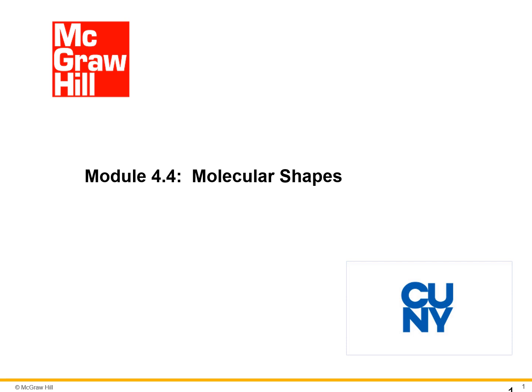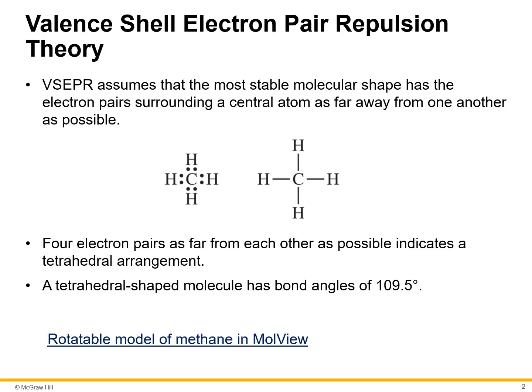Now we focus on module 4.4, which is molecular shapes. Molecular shapes rely on the correct Lewis structure. So I'll repeat, the molecular shape relies on the correct Lewis structure. If we have the correct Lewis structure, we always focus on the central atom.